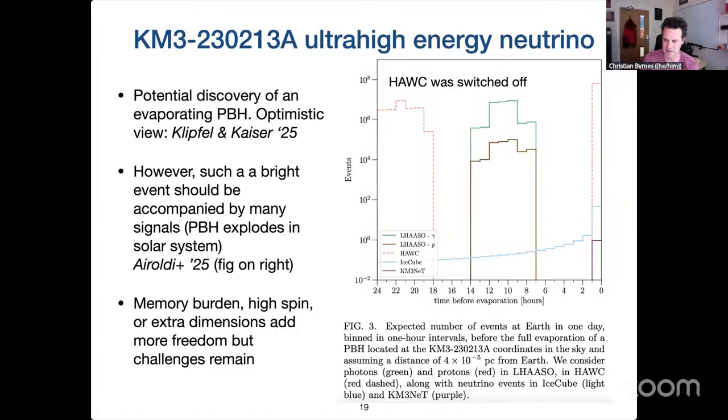Well, theorists are very creative, so they tried to resolve this problem by saying, well, you may have heard of Dvali's idea of memory burden of black holes, saying that Hawking evaporation ends much more quickly than we expect, long before you get to the Planck mass. And then the evaporation slows down. There can be extra dimensions, etc. There could be a spin of the primordial black hole. And this does add more freedom, but to be honest, the challenges still remain quite severe. At least that's my view.